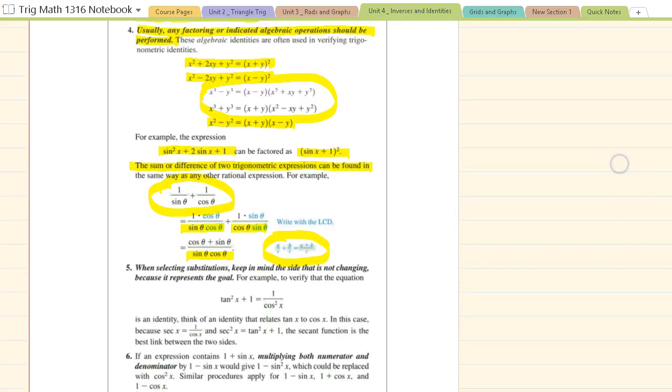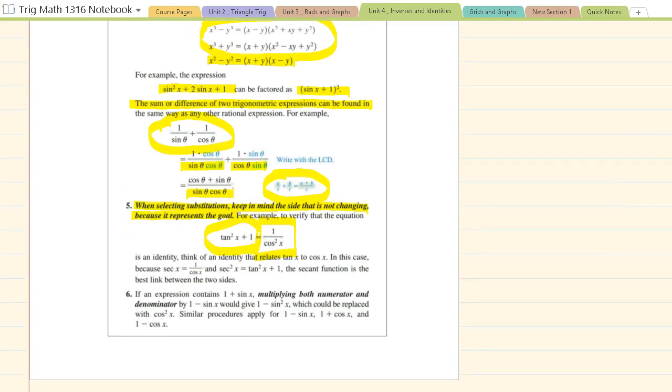For number 5, it says when selecting substitution, keep in mind the side that is not changing because it represents our goal. So in other words, when we want to simplify one side, we want to keep the other one the same, and so we know where we want to go. So again, the best way of doing verifying identities is to practice and just keep doing them.